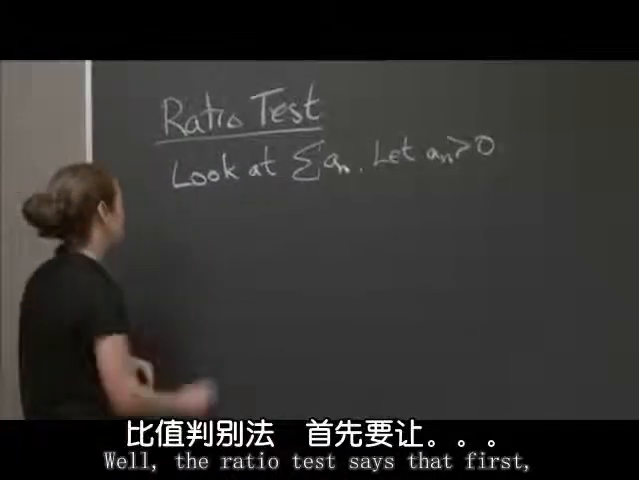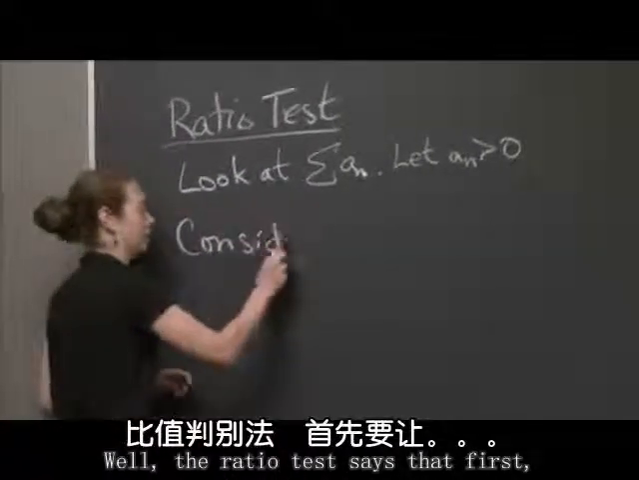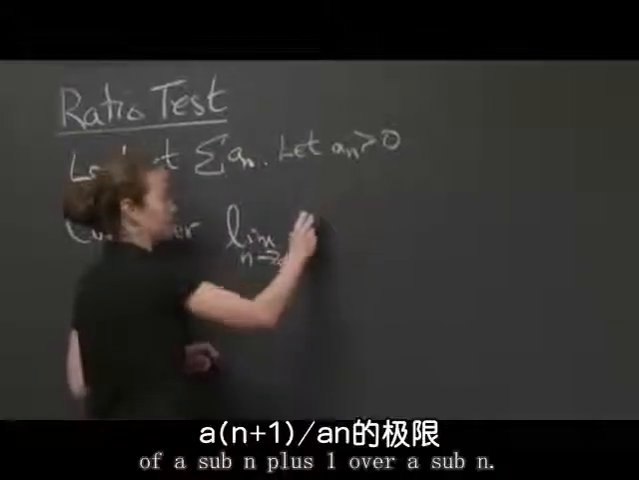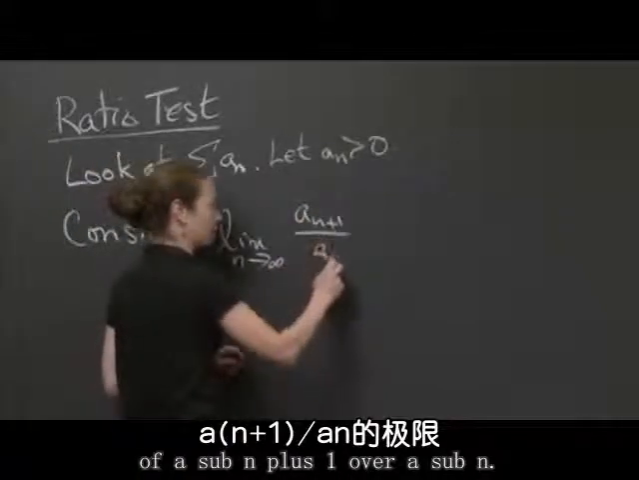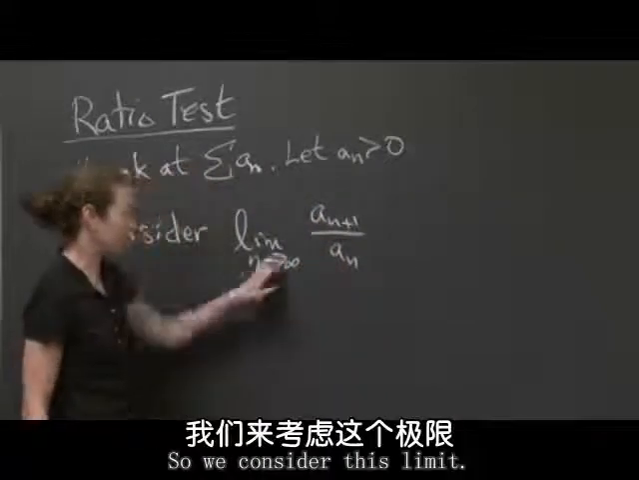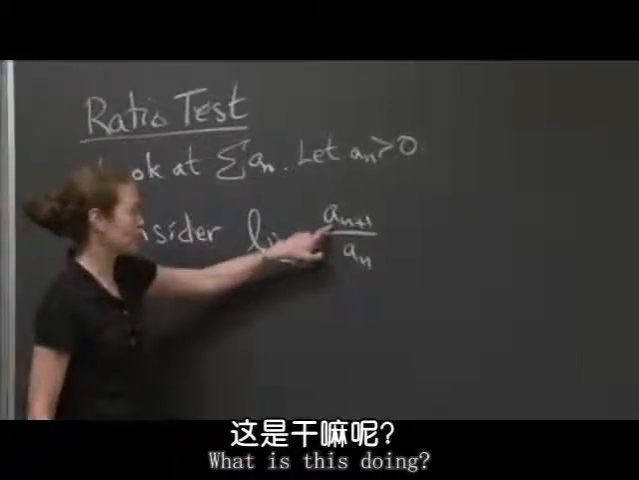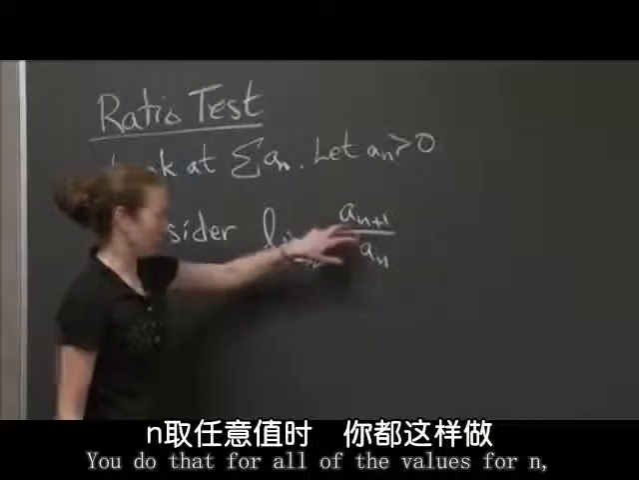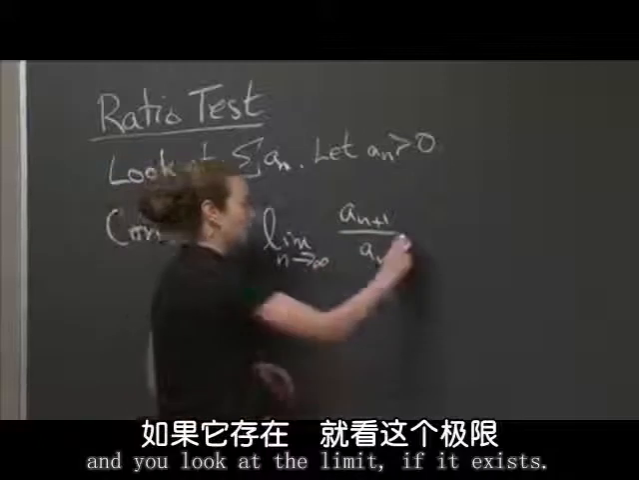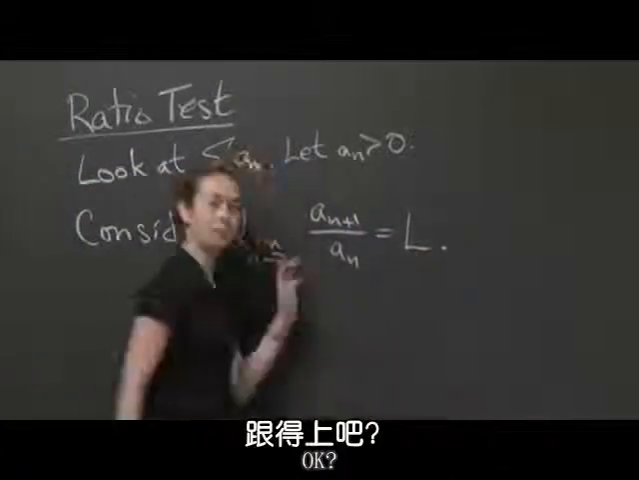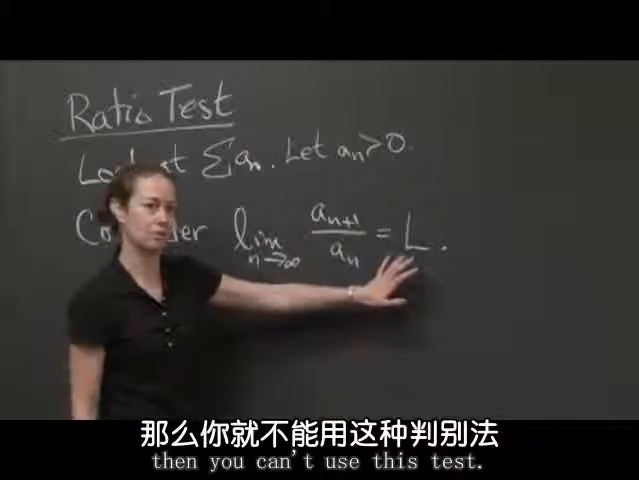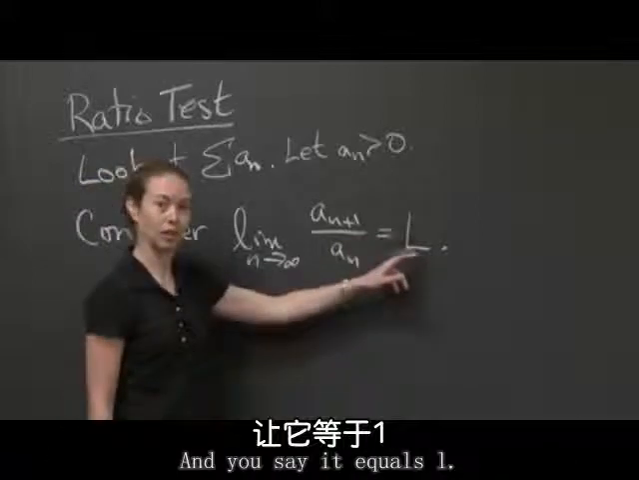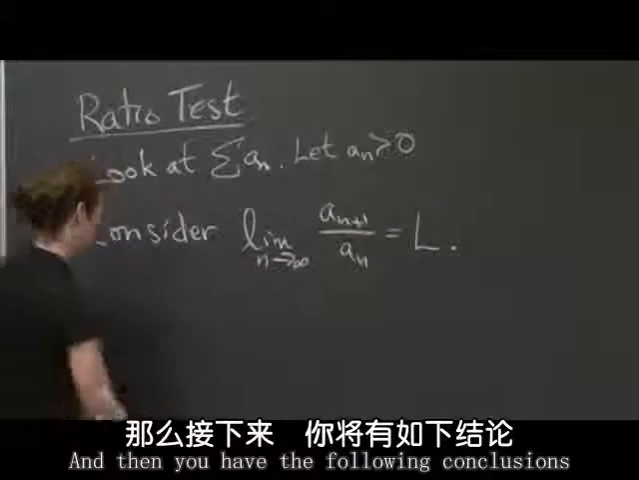Well, the ratio test says that first we consider a certain ratio, the limit as n goes to infinity of a sub n plus 1 over a sub n. That's your ratio. What is this doing? This is taking a term and dividing by the previous term. You do that for all values of n as n goes to infinity, and you look at the limit if it exists. If the limit doesn't exist, then you can't use this test. Sometimes that will happen. But if the limit exists, you can use this test and you say it equals L. And then you have the following conclusions you can make.